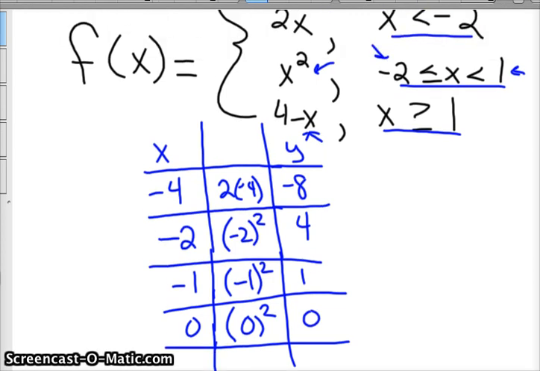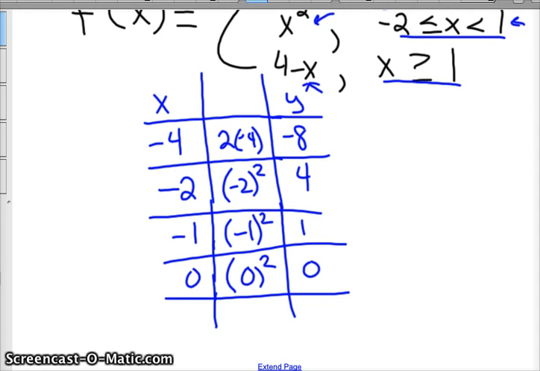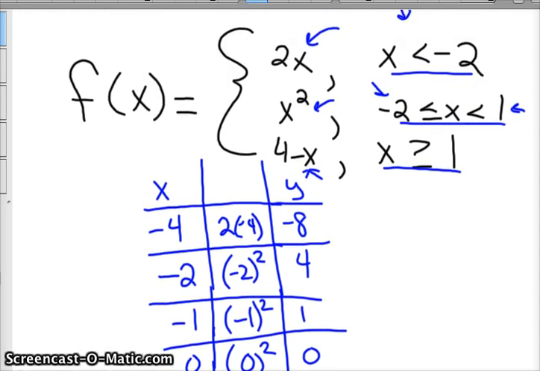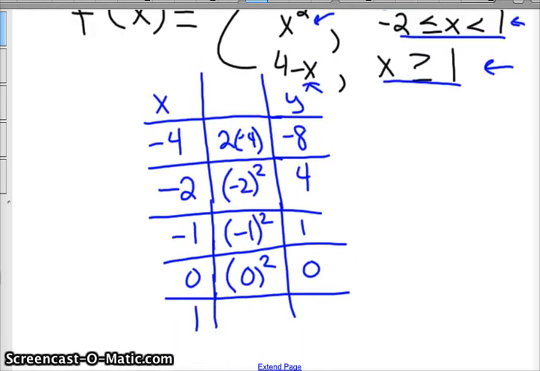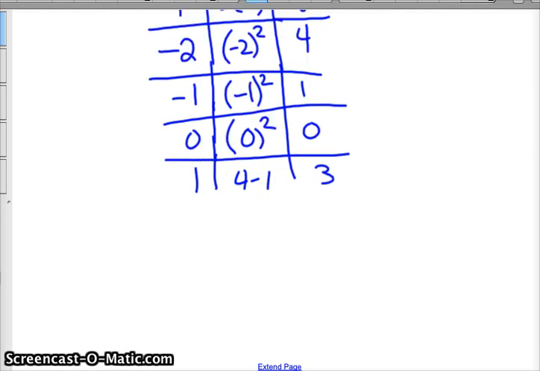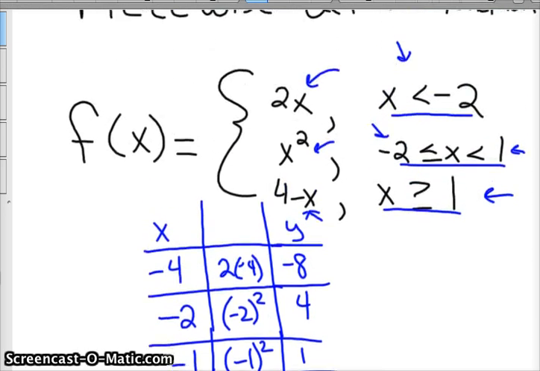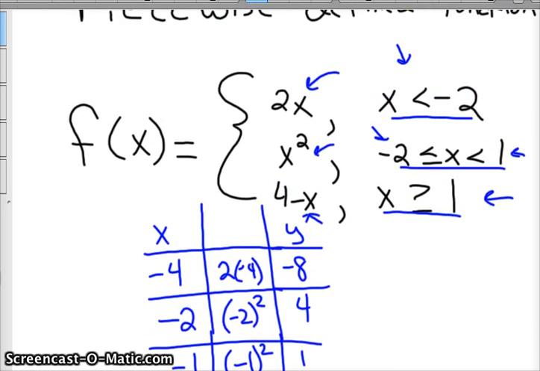And then finally, anything beyond 1. So let's say I pick 1. Can we use that middle section? Well, no, because it's anything less than 1. So now we're switching to the bottom and using it. If you plug 1 in, 4 minus 1 is equal to 3. And then 2, you would also use the same thing. So 4 minus 2 is 2. And so you just graph those just like you would normally. These are just conditions to graph the different functions.